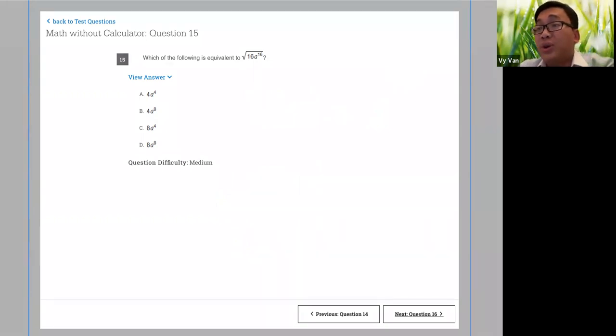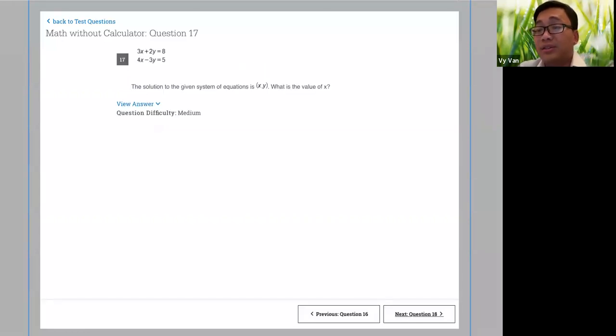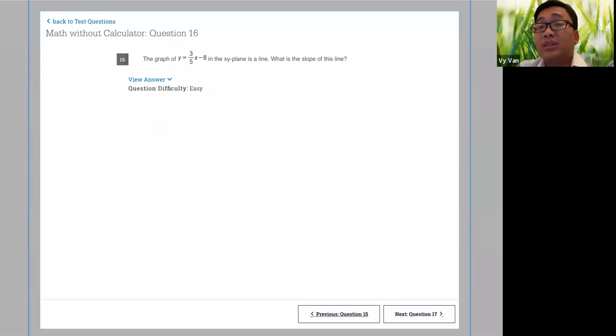So we're done with the multiple choice section. And now let's move on to the open response. The level of difficulty resets because this is the first question of the open response section. So question 16, as you notice, the level is easy.